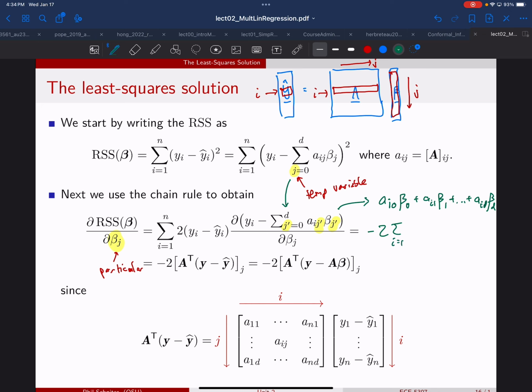So we have the sum here on the left. We have the 2 on the left. We have the minus sign from here. And now we're going to have this part, which is yi minus y hat i. And then finally, the partial derivative of this with respect to beta j, which is going to be aij.